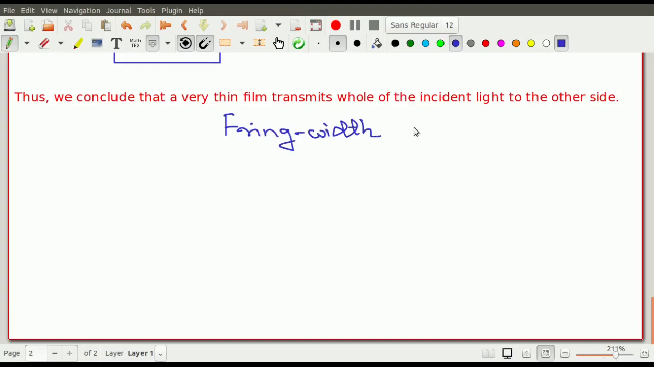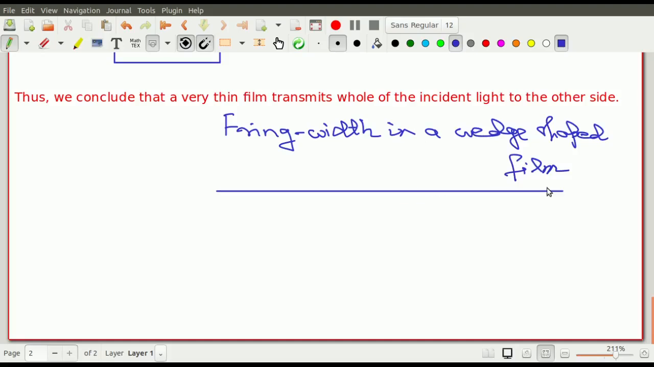in a wedge shaped film. Let us discuss this topic over here, এই টপিকটা আমরা এখানটাতে আলোচনা করব, and we will see whether the fringe width is independent of the positions. Fringe width কখনো আমরা দেখেছি যে পজিশনের উপর ডিপেন্ড করে, it depends upon the positions or something like that.